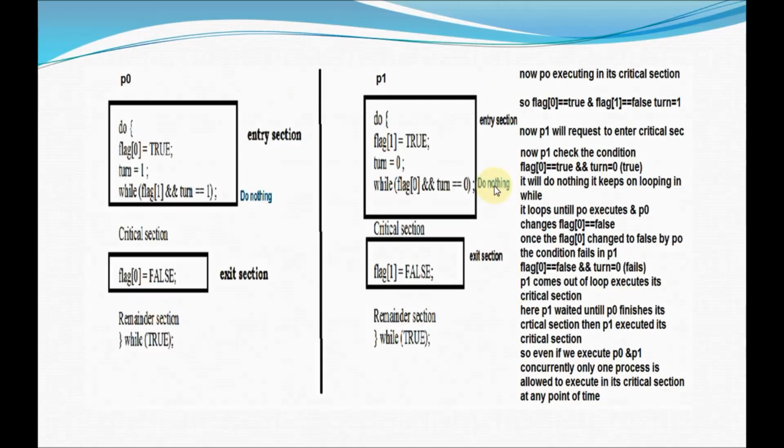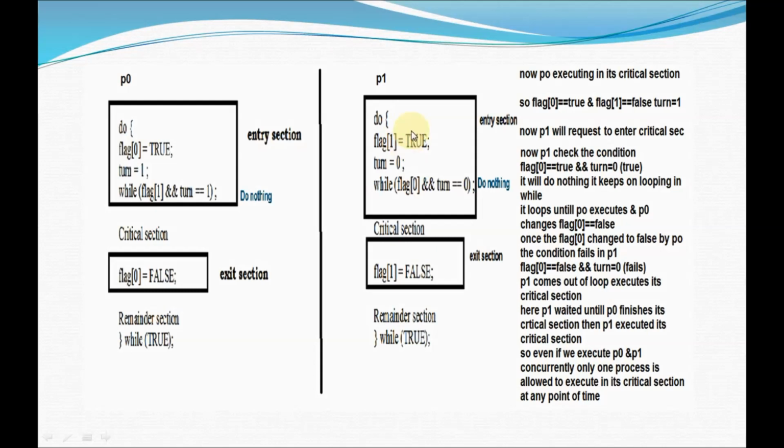See here. P0 is already executing in its critical section. P1 is now requesting to enter the critical section. But as per the critical section problem, even if P1 is requesting to enter its critical section, they should not be executed simultaneously. According to the critical section problem, only one process has to execute in its critical section. No two processes can enter the critical section at the same time.